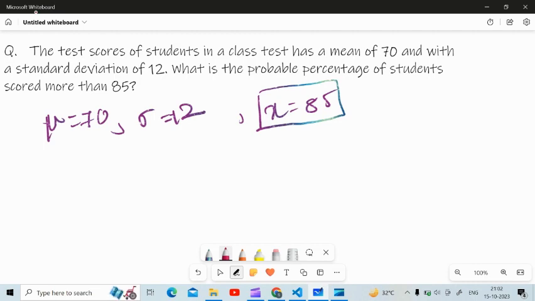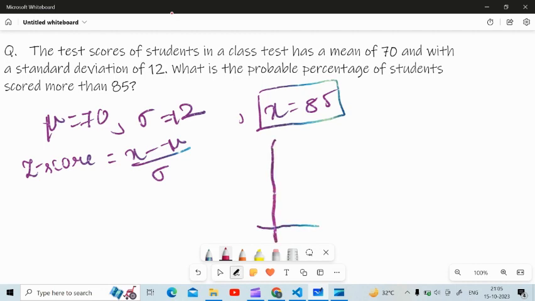Now to calculate the z-score, what will be my formula? X minus mu by sigma. Over here the standard deviation is 12, given. Based on that only we'll plot this standard normal distribution. This will be all my probability values. Anyways, I'm not interested in that now. And over here the mu value is already given, it's at 70.